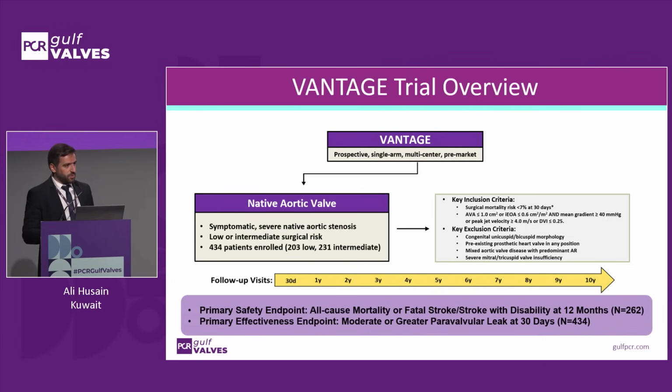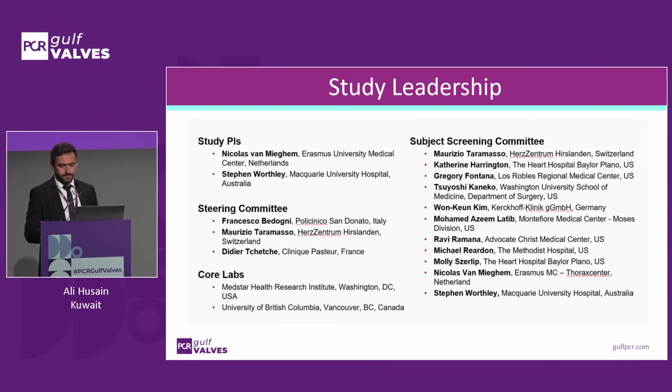With regards to the endpoints, there is a primary safety endpoint, but there is also a primary effectiveness endpoint. The safety endpoint is all-cause mortality, fatal stroke, or stroke with disability at 1 year. The effectiveness endpoint is looking at moderate or greater paravalvular leak at 30 days.